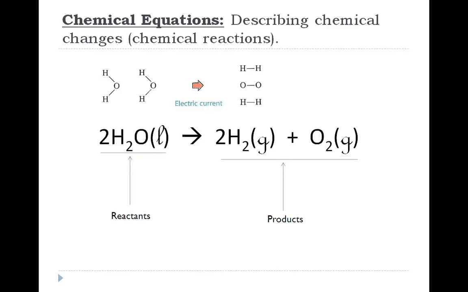We have the reaction arrow, and then everything before the change we call the reactants, and everything after the change we call products. Remember, reactants react to produce products.